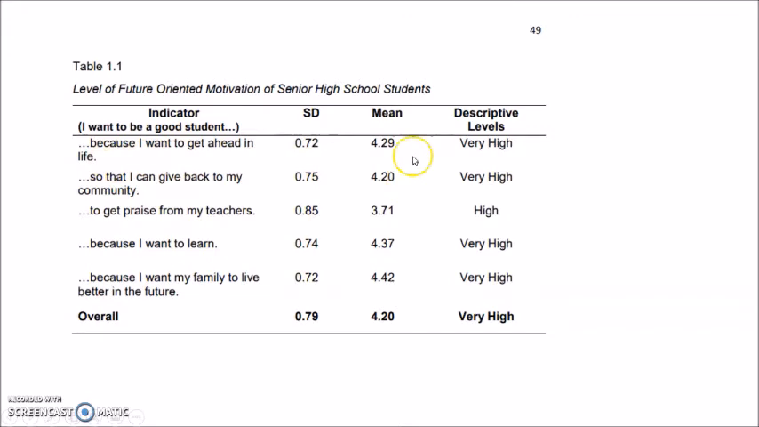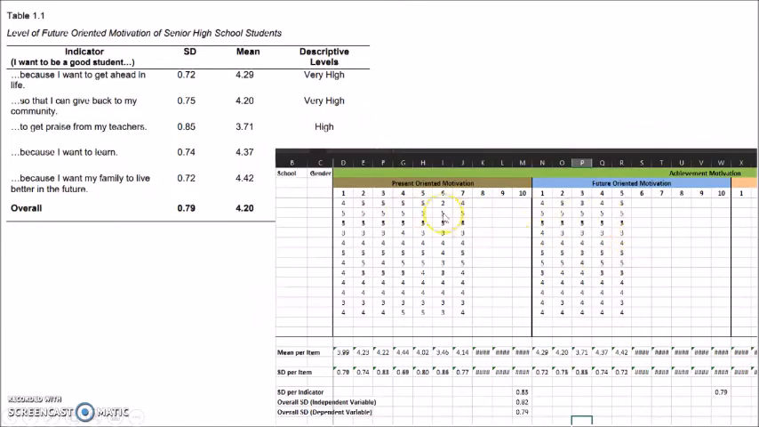And then the SD, the mean, and the descriptive levels, which are still based on the range of means you used in table 1, the research instrument in chapter 2. Okay? Where are these taken from? From the computation table, future-oriented. This is it. Item number 1, its mean is 4.29. So, item number 1, 4.29. Item number 2, its mean is 4.20. Okay. So, for table 1.1, this is already arranged.